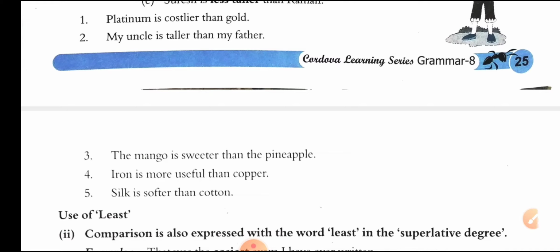So cotton is not as soft as silk. Cotton is not as soft as silk. And the second way is, cotton is less soft. Cotton is less soft. So here we have learnt both the ways.